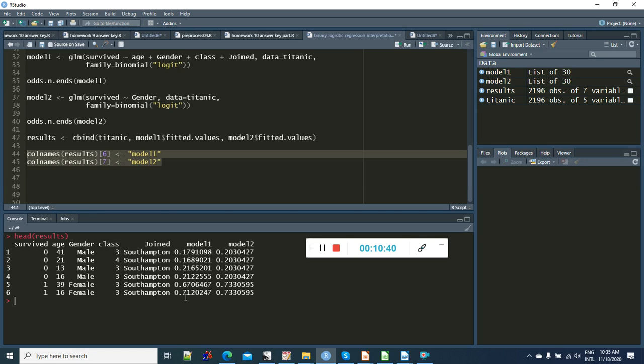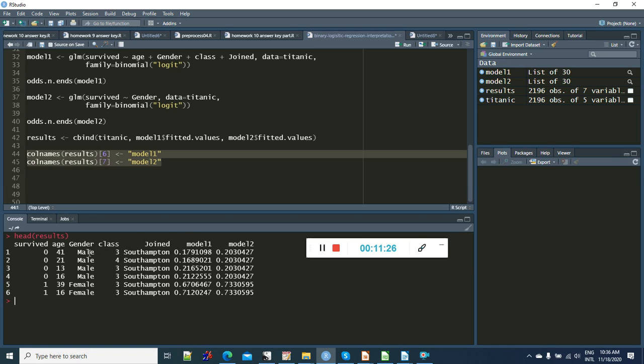And as it turns out, you end up getting the exact same results as model 2 because the added variables age, class, and where joined only change the probabilities by a small amount. So we have 0.2 changing to 0.18, 0.17, 0.22, 0.21. Alright, so for example in rows 3 and 4 we have children. Children were a little more likely to survive, and indeed their probabilities of survival go from 0.20 to 0.21, 0.22, a little bit higher.